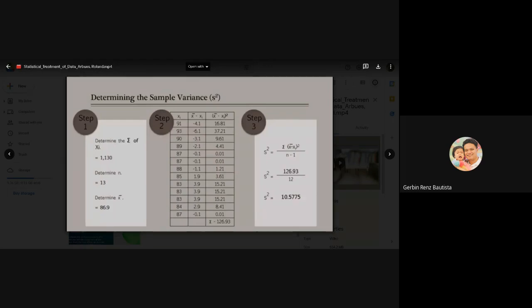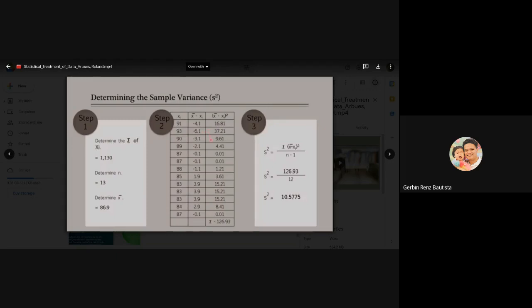The next column shows the mean being subtracted from the data point. So it is 86.9 minus 91 to come up with a difference of negative 4.1, and 86.9 minus 93 to come up with a difference of negative 6.1. And we continue until the last data point. Next step, part of step 2, is to square the difference. So negative 4.1 squared is 16.81, and negative 6.1 squared is 37.21.